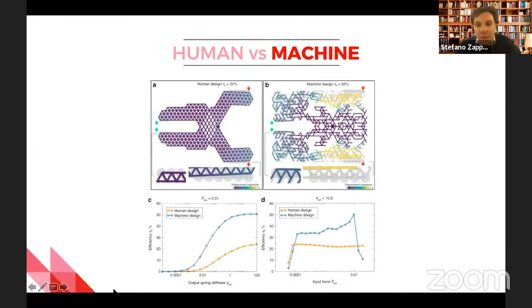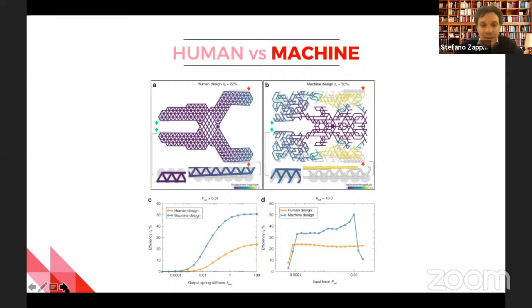Then we wanted to challenge also this Potsdam paper. They had pliers, for instance, and we wanted to do a machine design plier here. Of course, we can always do some human design, but it may not be so smart. So we tried to check with somebody else's design. And in this case, we get much better efficiency in general with our machine design, and also independent of various parameters like the input force or the stiffness of the pliers.